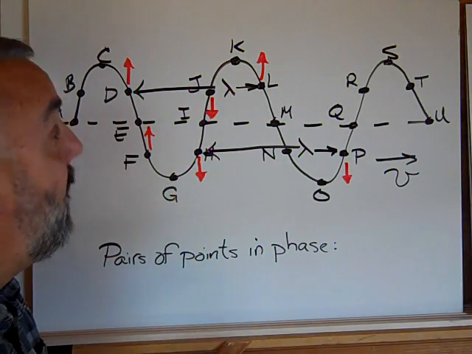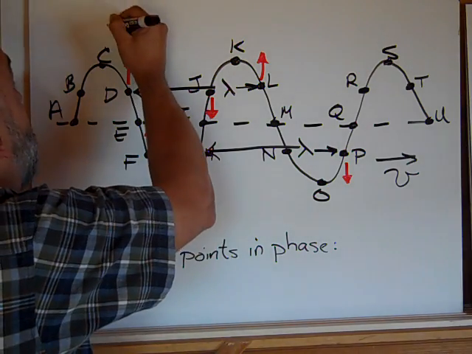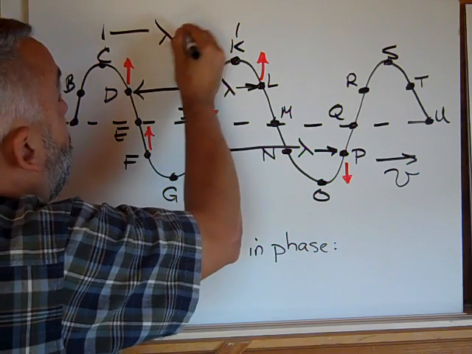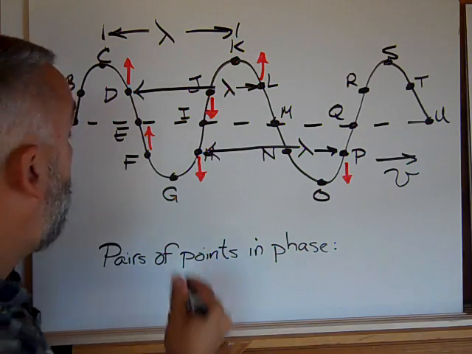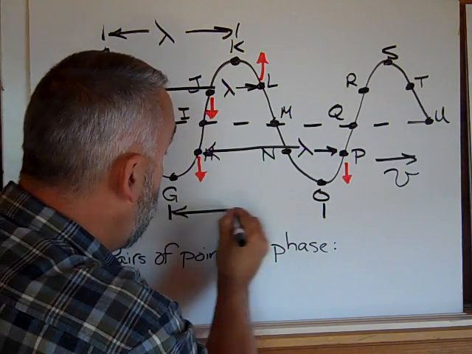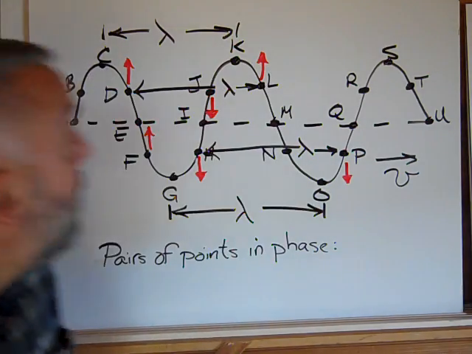Now, a quick way to do wavelengths, as you might have figured out here, is to just take a look at points that are crest to crest. Or alternatively, you can do points that are trough to trough. For example, these 2 points down here are also a wavelength apart.